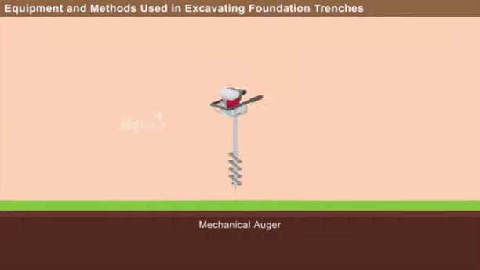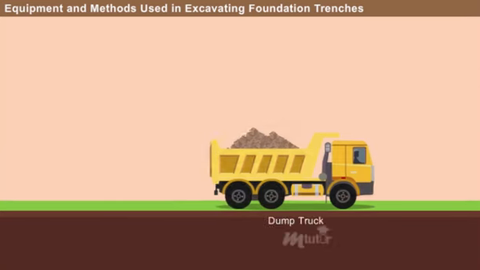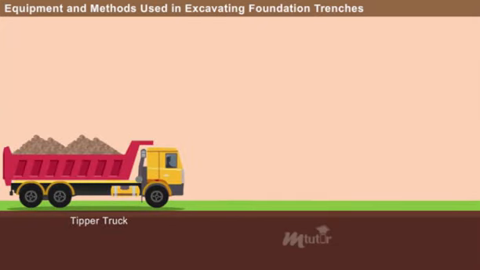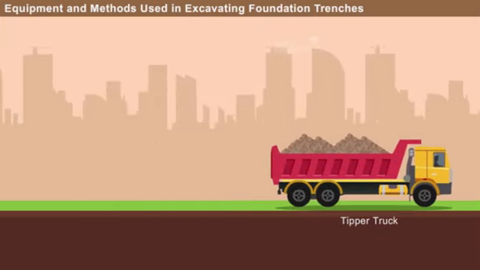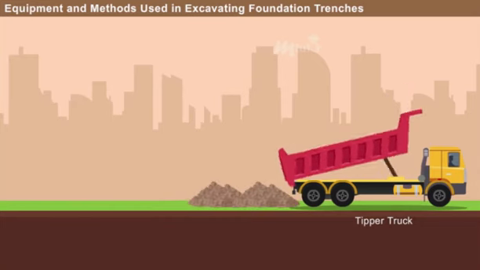A mechanical auger is used to drill holes in the ground. A dump truck is used to transport the excavation materials over a short distance. A tipper truck is used to transport a large amount of excavated materials to a location away from the construction site.